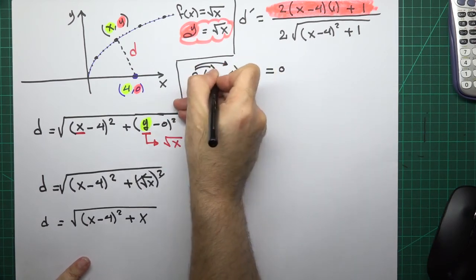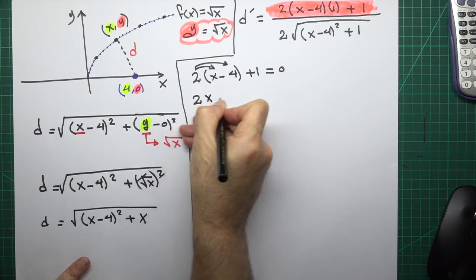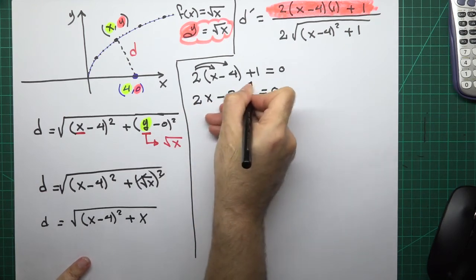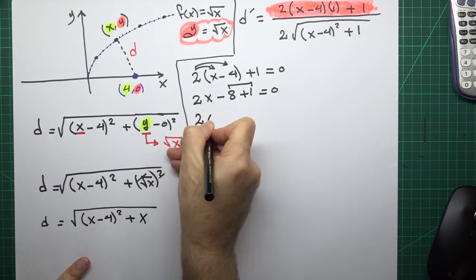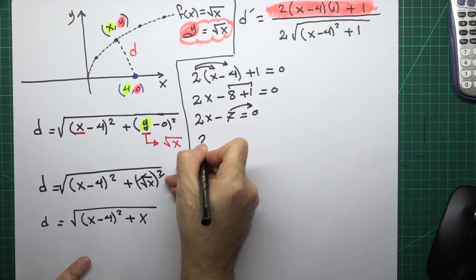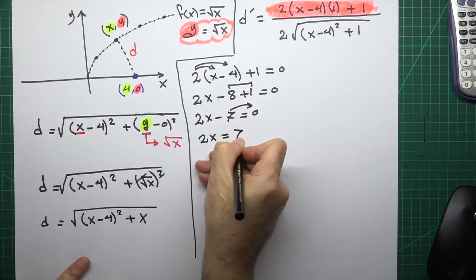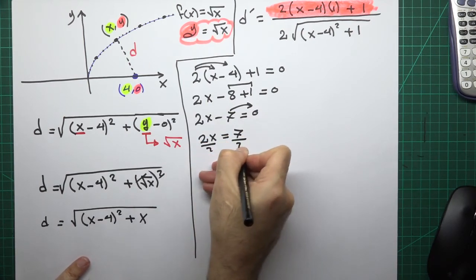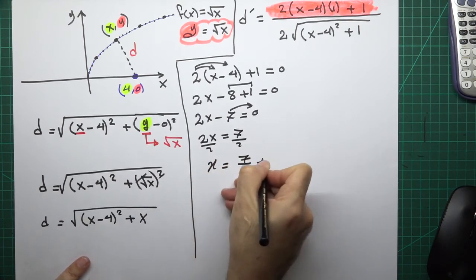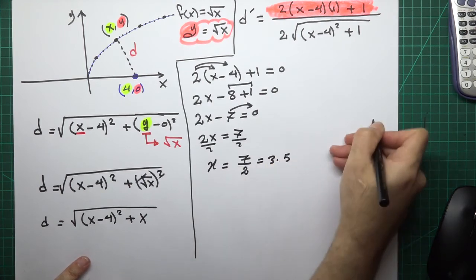I will distribute 2. It will be 2x minus 8 plus 1 equals 0. This will be minus 7. 2x minus 7 equals 0. Shift 7 to the other side. 7, divide by 2, divide by 2, then x equals 7 over 2, which is 3.5. This or this, it does not affect.